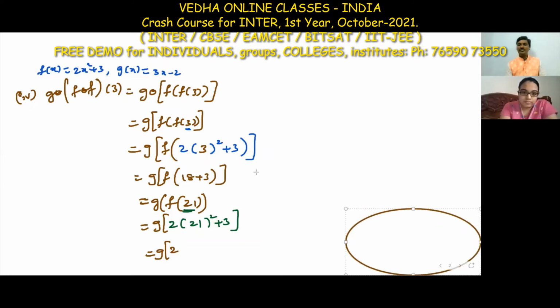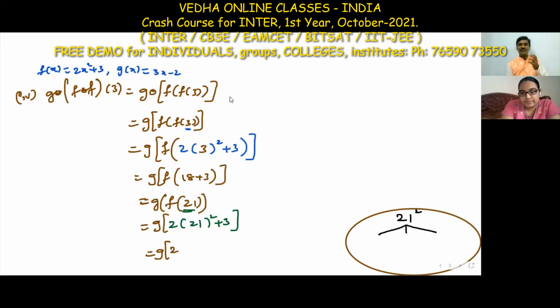How to find 21 square or any number square? I'll explain the trick. For example, here I am finding 21 square. Here the right side number is 1 and the left side number is 2. Again left side number 2, right side number 1. Again left side number 2, right side number 1. What we are finding is the square.